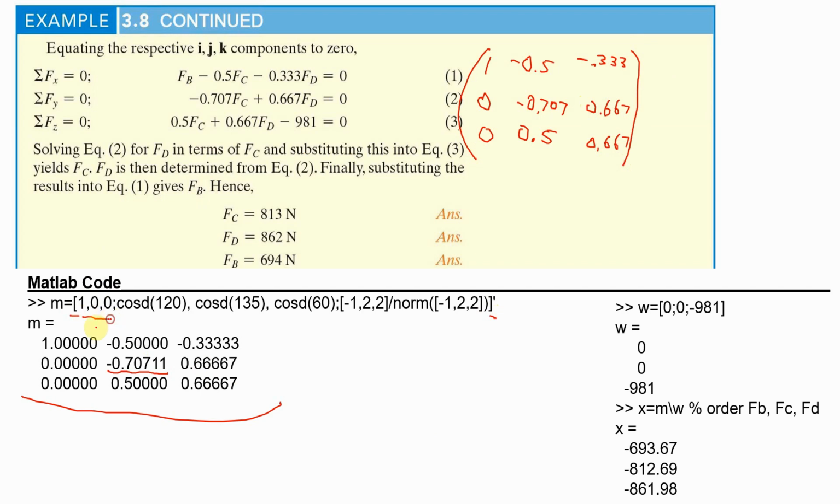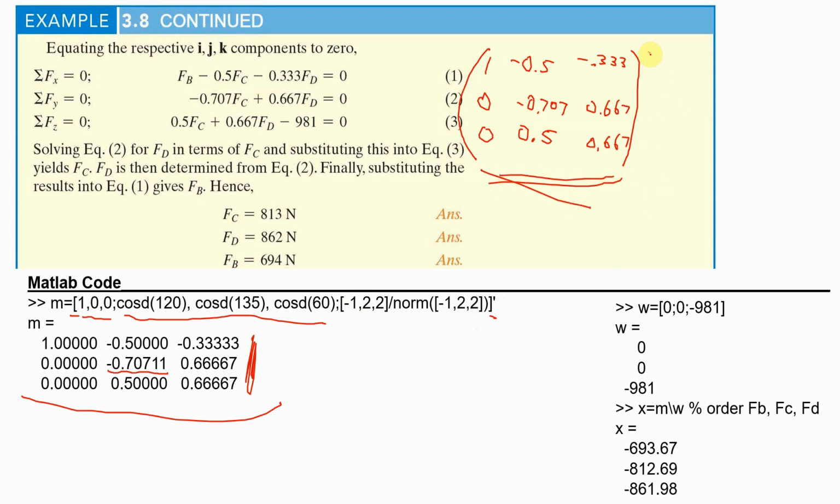the coefficients, 100, cosines of all the angles, which is what gives the second column. I'm actually entering it in rows. This will be the first row of everything in the square brackets, second row, and then the third row. Negative 1, 2, 2 divided by the norm of negative 1, 2, 2. Norm is the magnitude of the vector. The prime transposes the matrix, switches rows and columns. So our final result here is exactly this.